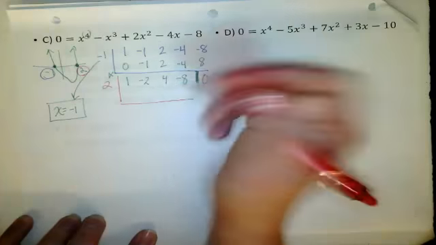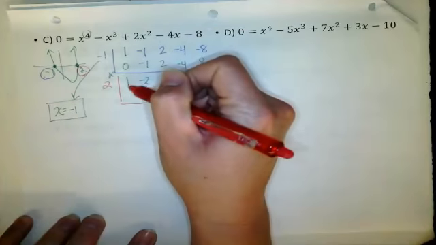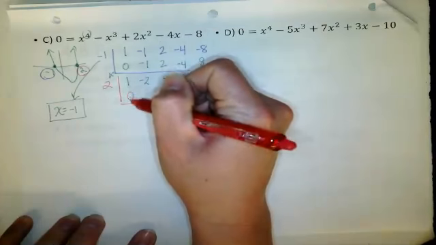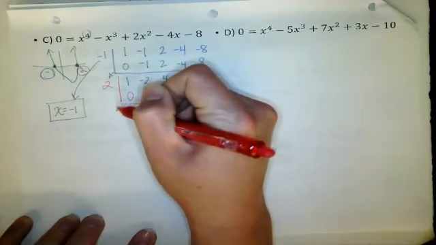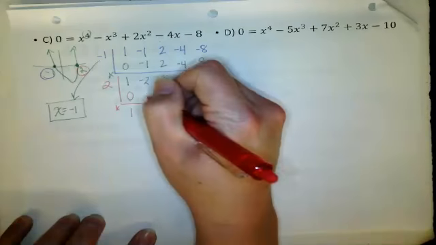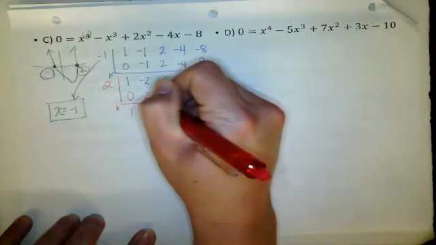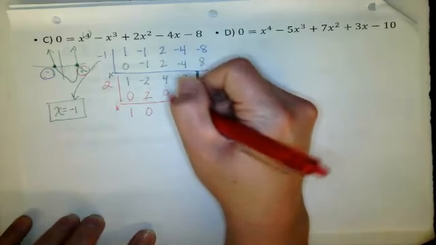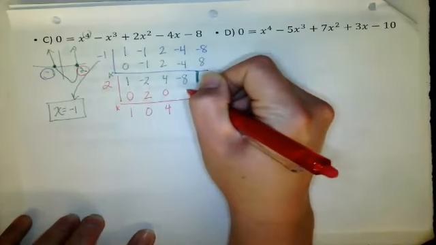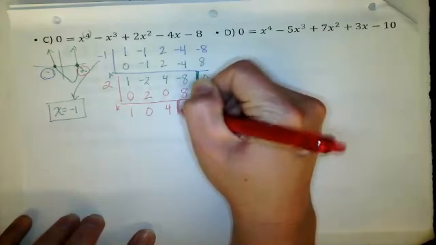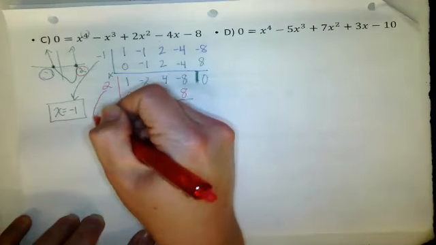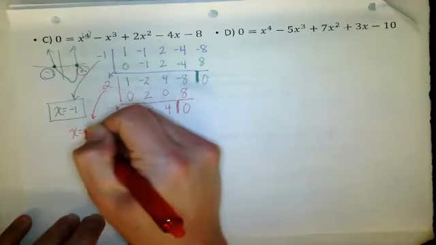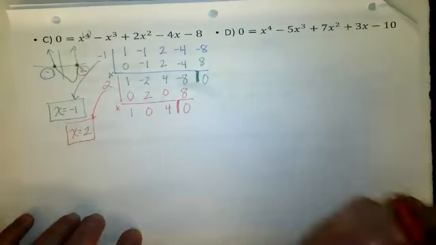All right, so now I can combine again. 1 and 0 is 1. And multiply. What do I get? 2. Combine. 0. Multiply. 0. Combine. 4. Multiply. 8. Combine. 0. Remainder 0. So there again, we just proved that x equals 2 is another 0.